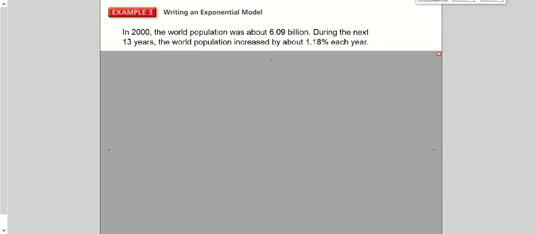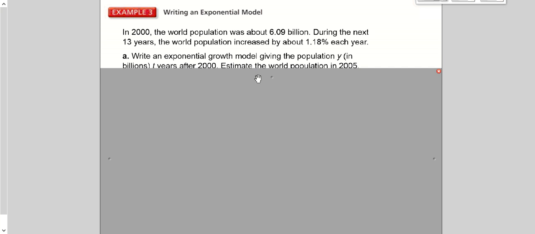Example 3, writing an exponential model. In 2000, the world population was about 6.09 billion people. During the next 13 years, the world population increased by about 1.18% each year. Write an exponential growth model giving the population y in billions, t years after 2000. Estimate the world population in 2005. So one thing at a time. Write an exponential growth model.